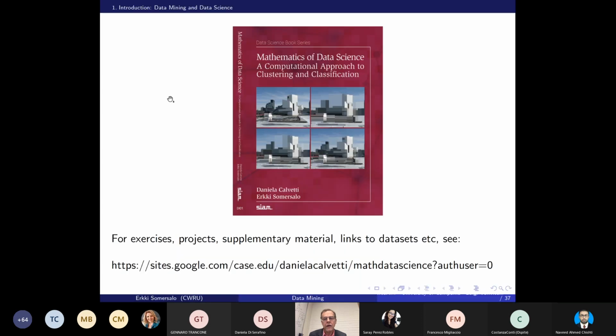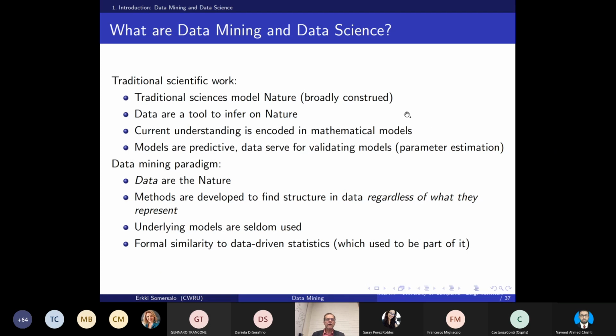Okay, so what is data science? Let's start with the basics. Traditionally, when we are talking about science, science is studying nature broadly construed. Nature is not only flowers and animals, or physics, but also economy and psychology, nature broadly construed.